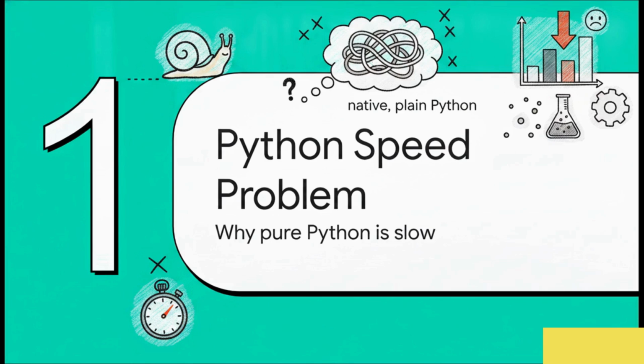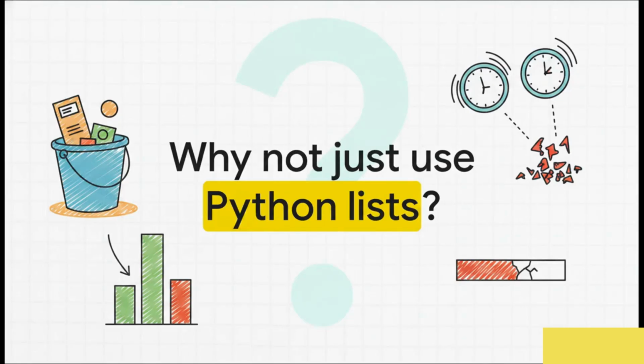To really appreciate NumPy, we first have to understand the massive bottleneck we inevitably run into when we try doing heavy computations in plain old native Python. It's so common for beginners to ask this perfectly logical question. Why not just use Python lists? Why learn a whole new tool if Python already comes with built-in data structures?